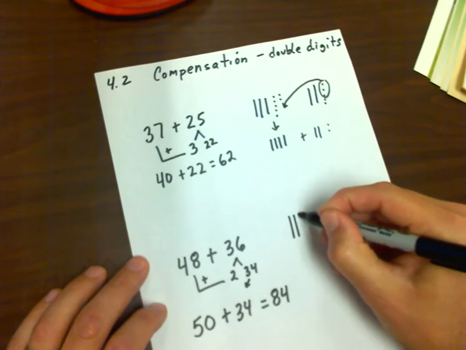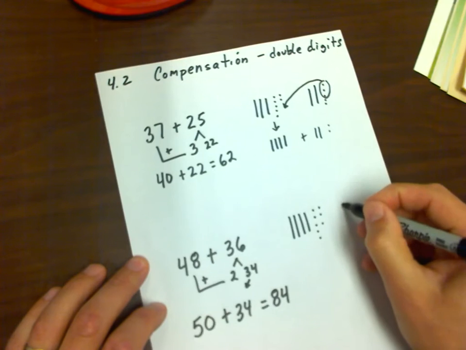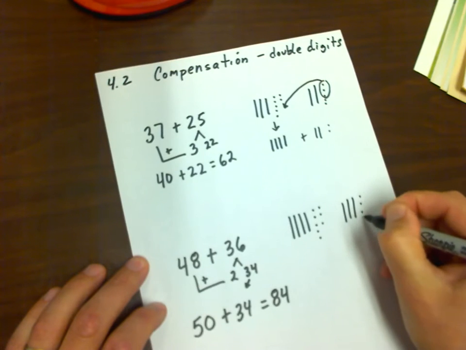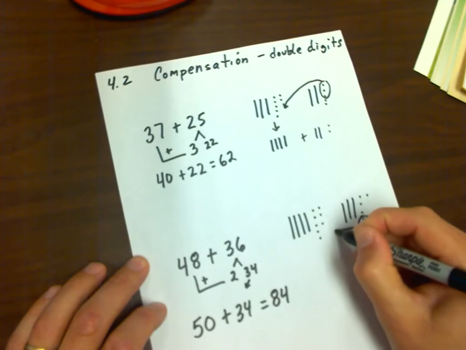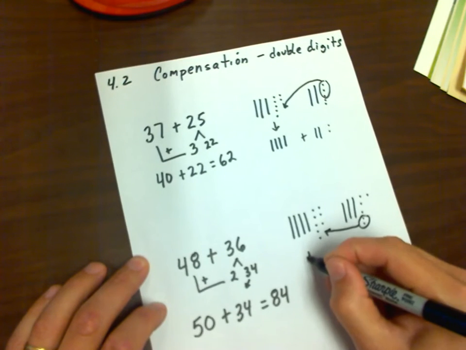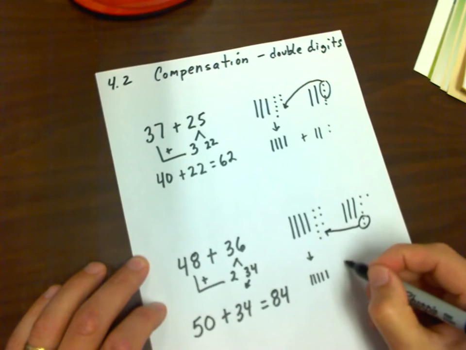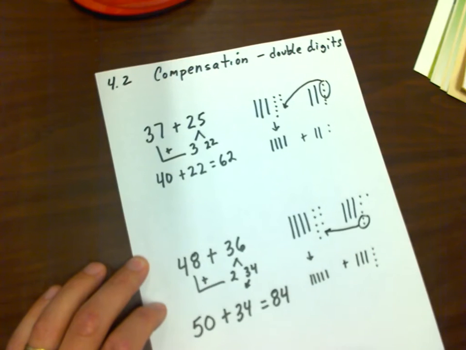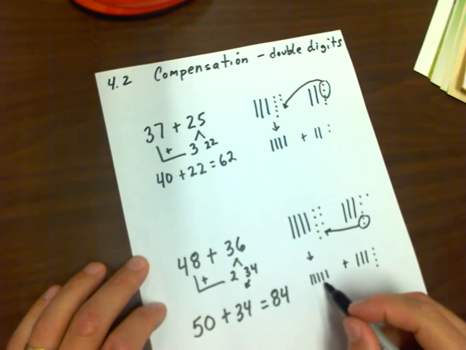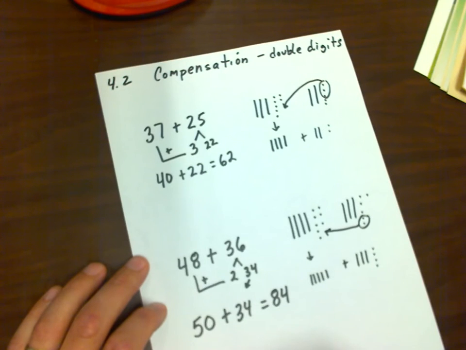Again, if I was drawing it, here is my 48. Here is my 36. I'm going to take 2 of these. I'm going to move them over here to give me my 50 that I was talking about. I am left with my 34. You can see here 10, 20, 30, 40, 50, 60, 70, 80, 81, 82, 83, 84, and it comes out pretty easily with the answer.